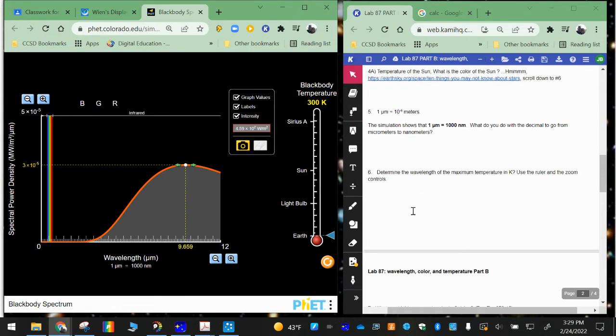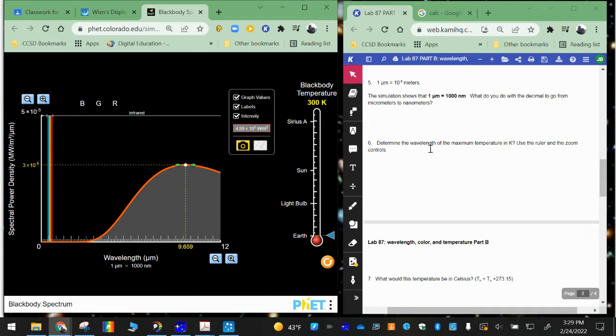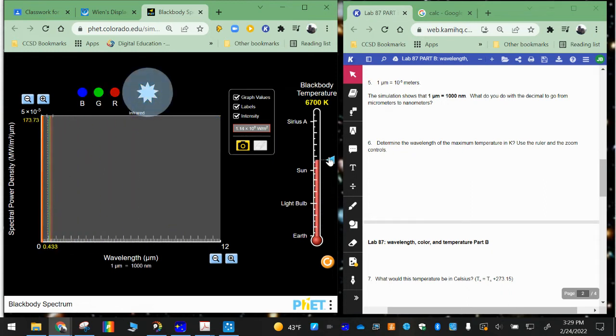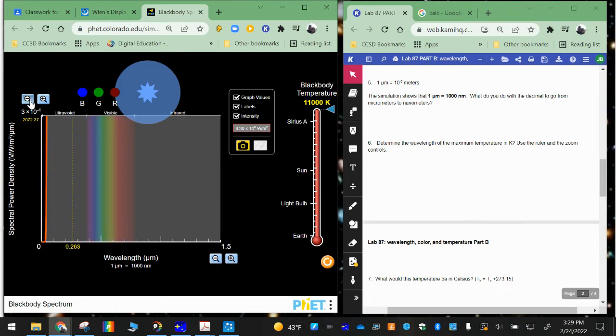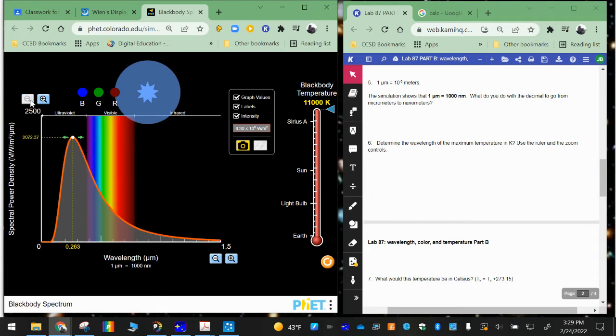Question 6 is to determine the wavelength of the maximum temperature in Kelvin. We'll go to the maximum wavelength, which is right here. Sirius A is a white star. We max out the temperature, and it looks like it's 11,000 Kelvin. But our curve disappeared, so we may have to zoom out or zoom in a little bit. Yeah, let's zoom out. Oh, here we go. So here's 11,000 Kelvin, and here's the peak wavelength right here.